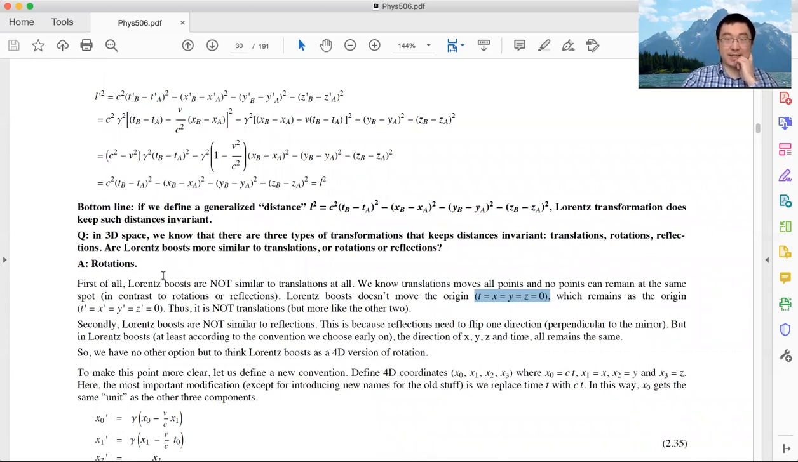point and translation cannot. And it's not a reflection either because we didn't flip any axis. We didn't flip the direction of any axis. So there's no option. We have to come to the conclusion that the Lorentz boost is more similar to rotations. It's a 4D generalization of 3D rotations.